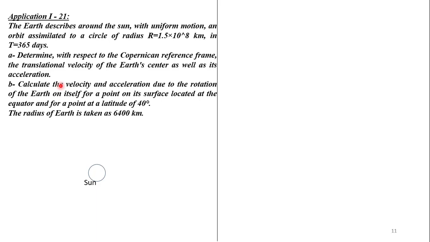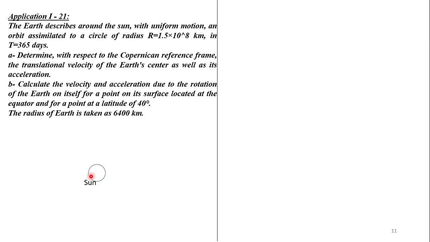Let's do now this application about the circular motion. Application 121. The Earth describes around the Sun with uniform motion an orbit assimilated to a circle of radius r equal 1.5 times 10 to the power 8 kilometers and T equals 365 days.